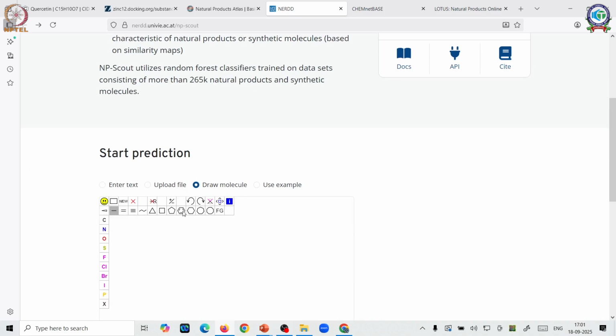So, what we need to do is, say for example, based on the spectral characteristics, I found out that this could be my molecule. So, is it a natural product like molecule or is it not a natural product like molecule? I can just find out by doing this. So, again I raise my query as quercetin and let us see what happens.